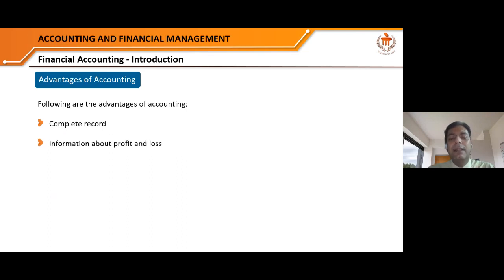I move next. Then information about profit and loss. So accounting gives me information about the profit and loss of the business. So my business is into profit or is into losses. Accounting actually helps me in identifying that and helps me in better decision making with the help of that. So whatever profit and loss or howsoever the business is doing, accounting actually helps us in decision making. It provides us the raw data, or it provides us the information for that particular decision making.